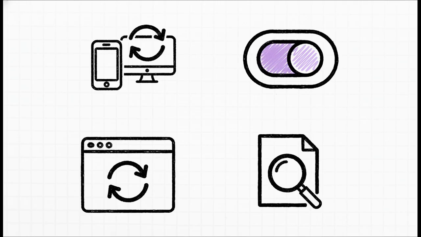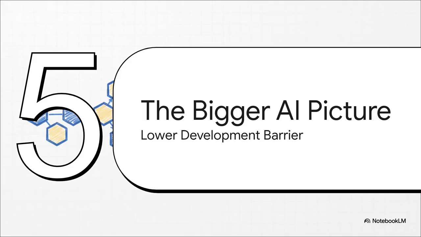And finally, if you check your history tab and don't see anything, it either means you haven't submitted data yet, in which case a little tutorial will play, or it'll neatly display your submission history. It really is a very robust, user-friendly setup. Okay, let's zoom out for a second for part 5. The bigger AI picture, lowering the barrier for development.